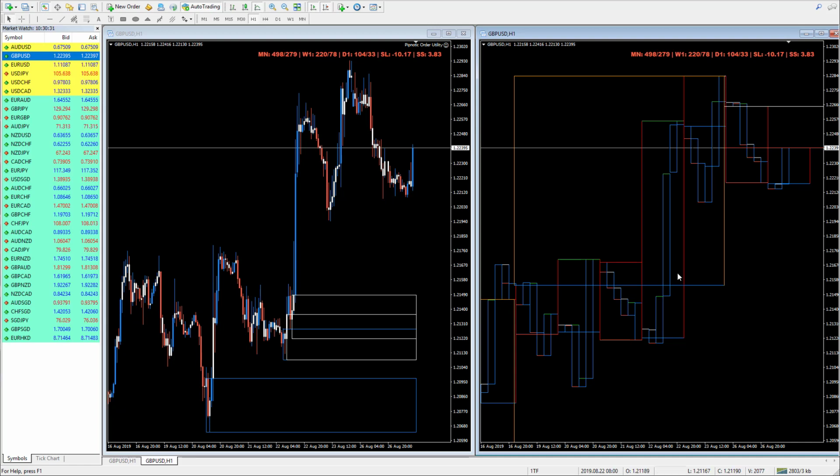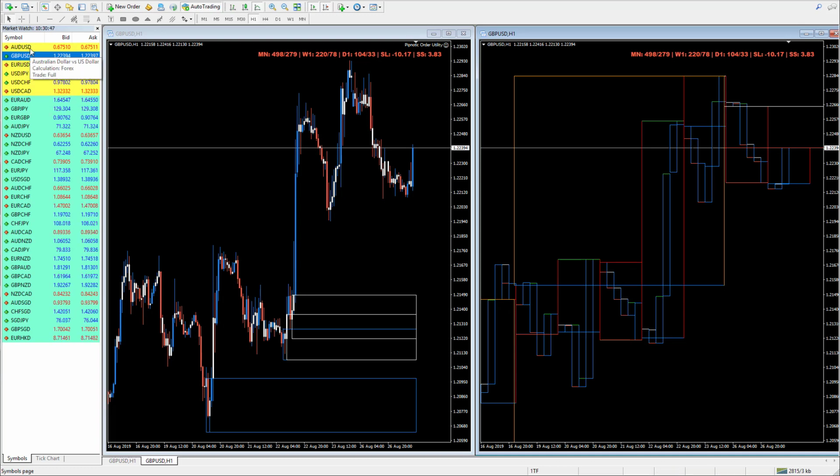And the reason this is interesting is because what we want to do is we want to find areas of supply and demand that are lining up on multiple time frames at the same time. Okay, and this is the whole reason for doing a multiple time frame analysis that we talk so much about.